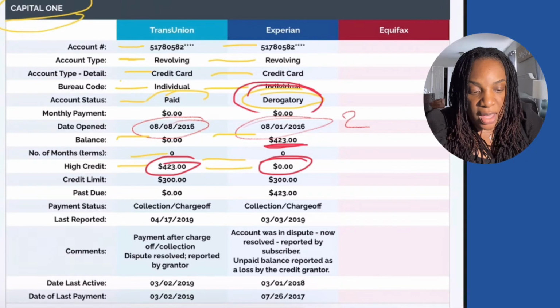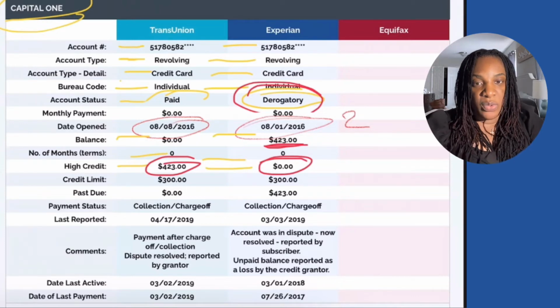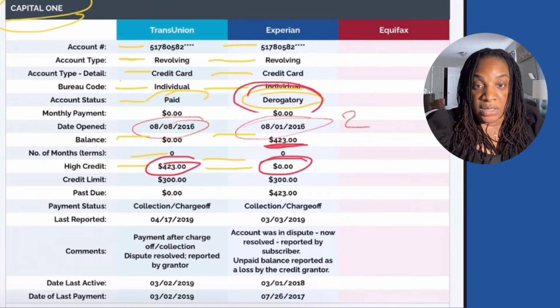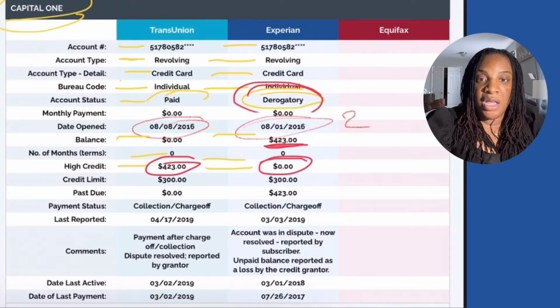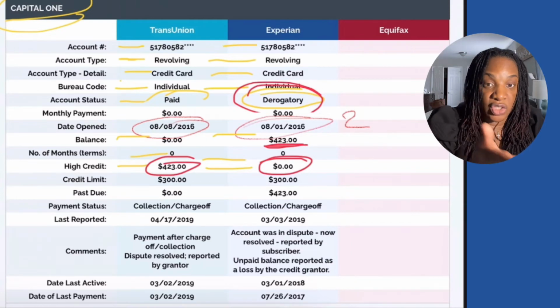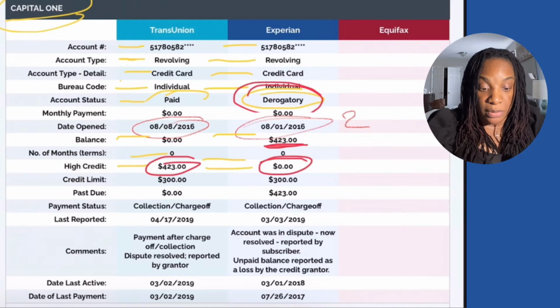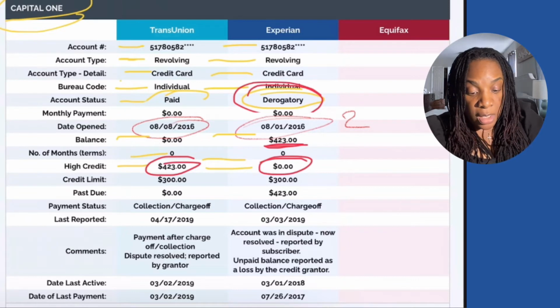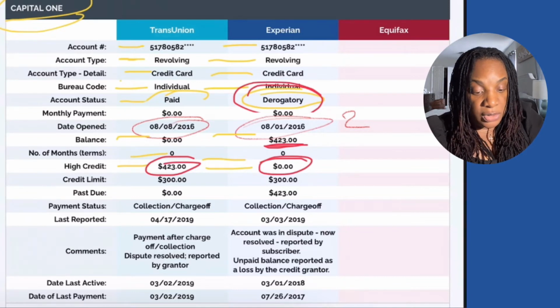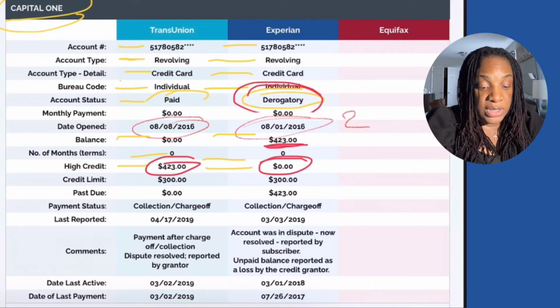Because right here, the high balance is 0. So which one's correct? Of course, she probably did go over her credit limit, but I'm not going to lie and say that she did not go over her credit limit. But what I'm going to do is challenge the discrepancies between the two credit bureaus. Okay, so moving along, credit limit, that is correct. Her credit limit was $300.